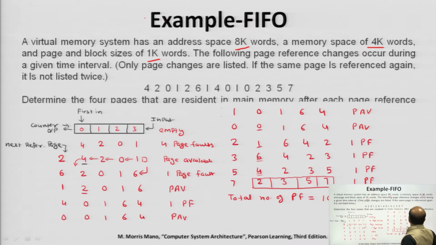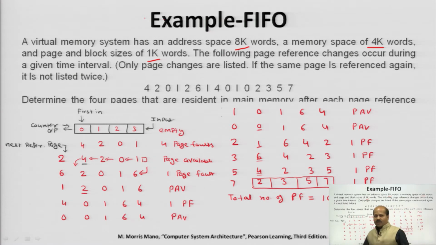If the same page is referenced again, it is not listed twice. So, these are the different pages referenced by the processor. These are the sequence of page numbers which are referenced at regular intervals of time. So, determine the 4 pages that are resident in main memory after each page reference. How will you determine which pages are available in the main memory after these pages are referenced?